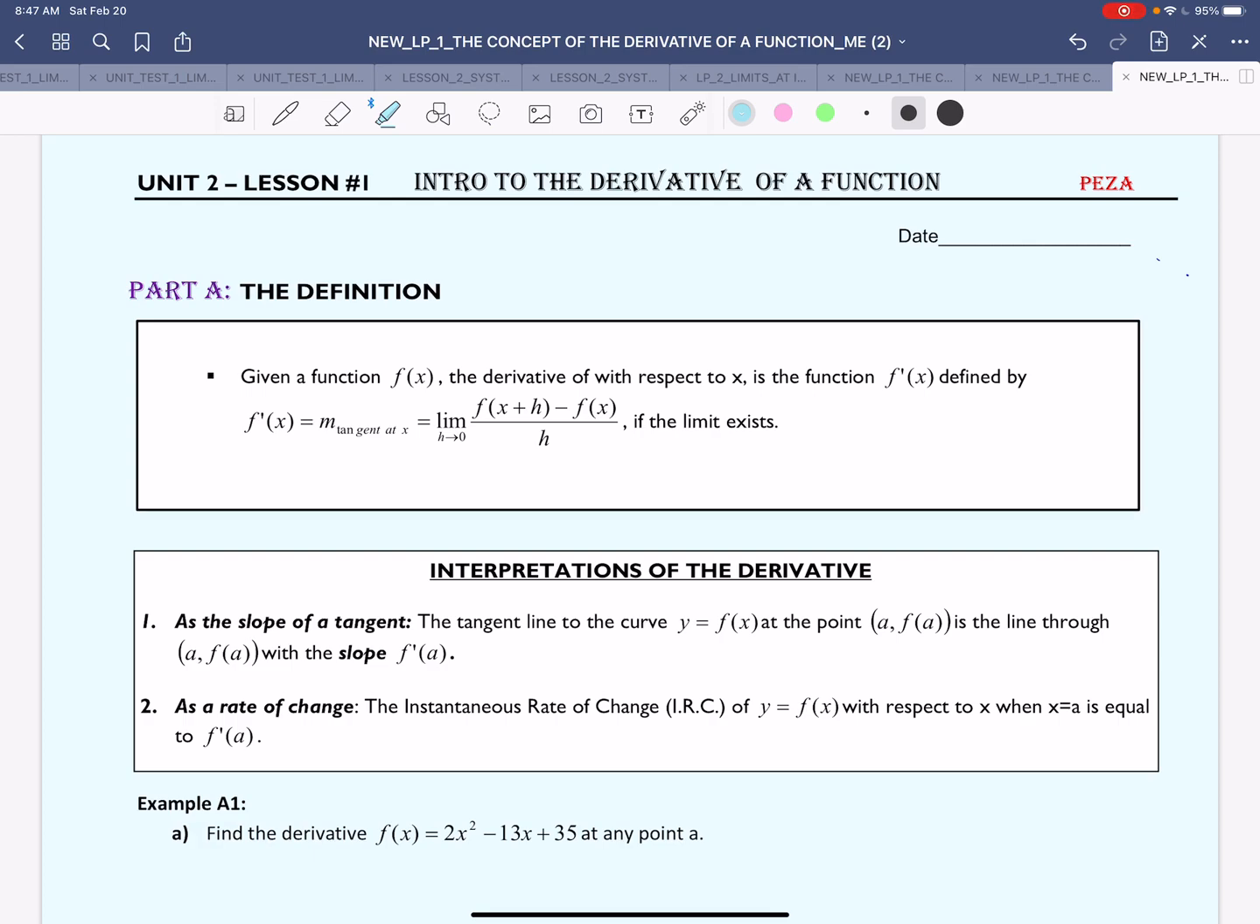Hello and welcome. We are starting a new unit in calculus, the unit of derivatives. So what is the derivative of a function?